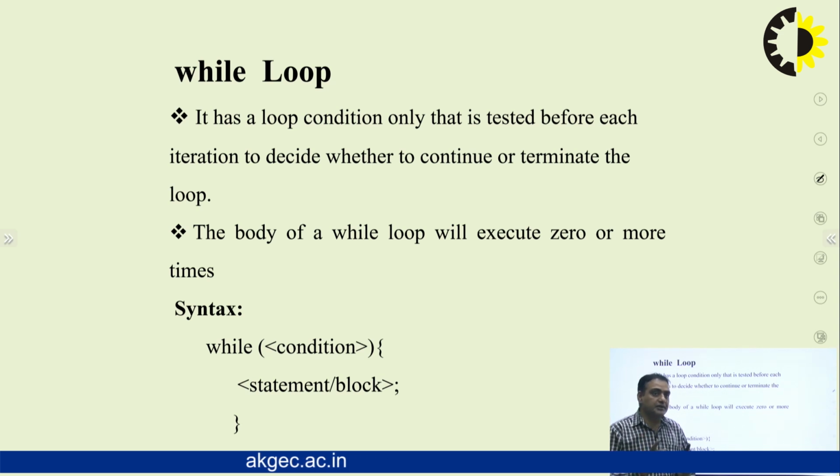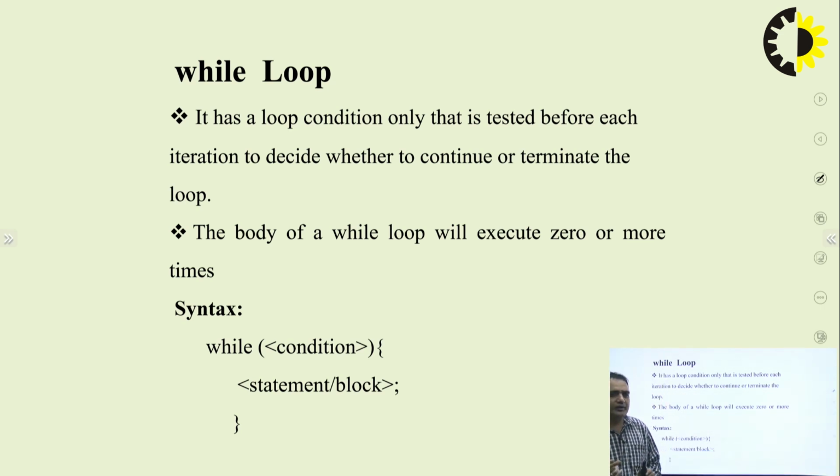The number must be of integer type, and the conditions should be mentioned, that is less than or equal to, greater than or equal to: I less than or equal to 3, I less than or equal to 4, I greater than or equal to 3. And increment decrement means I plus plus, I minus minus, plus plus I, minus minus I. The loop condition is tested before each iteration to decide whether to continue or terminate the loop. The body of a loop will execute 0 or more times.